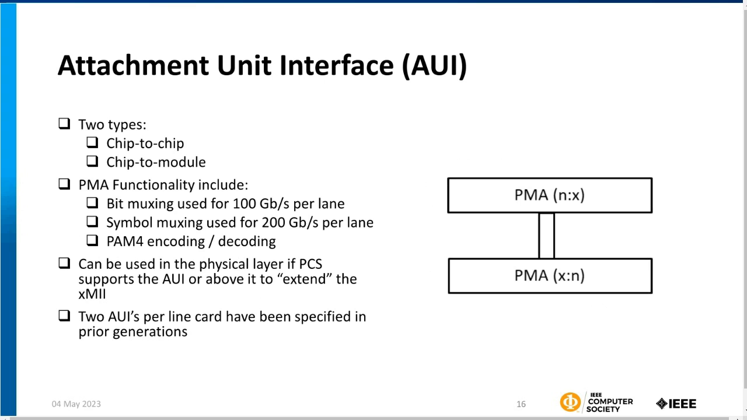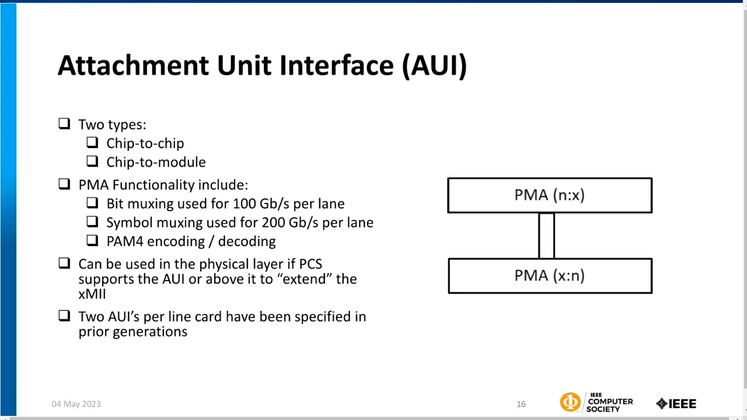We also have what's called an attachment unit interface, all right? And this is really a physical instantiation, i.e. an electrical interface. And we have two types right now that we do. One is to go chip to chip, and one is to go chip to module.